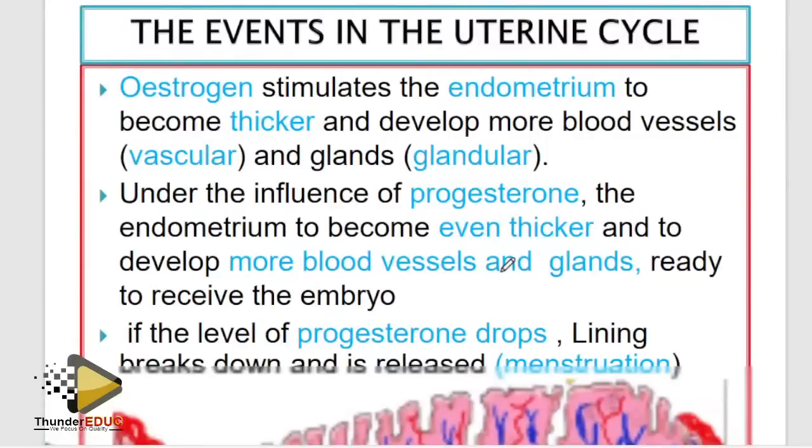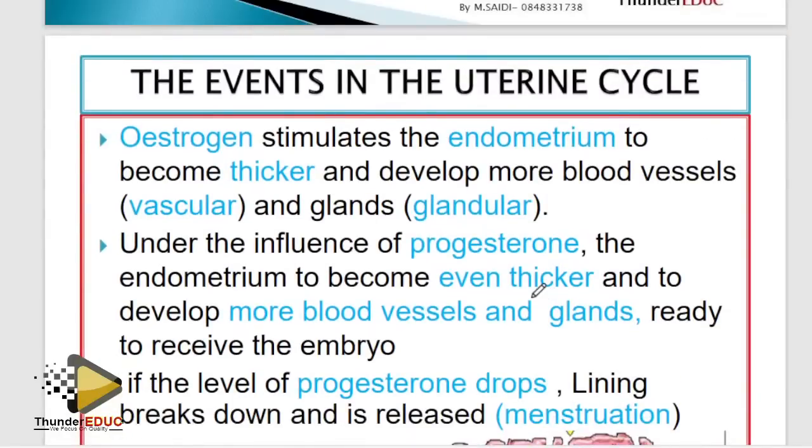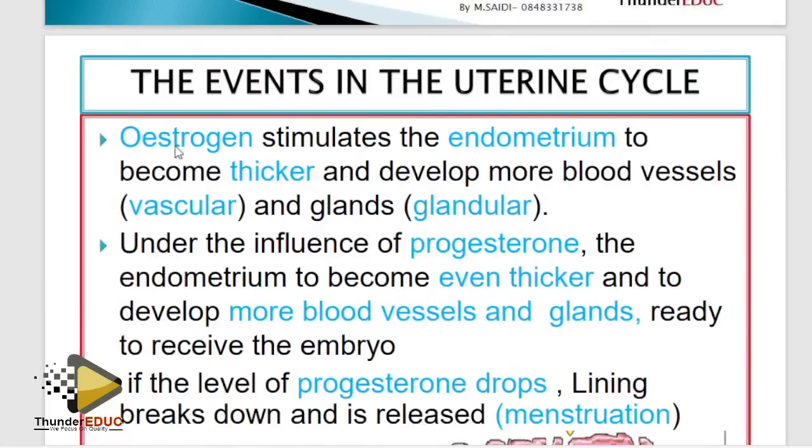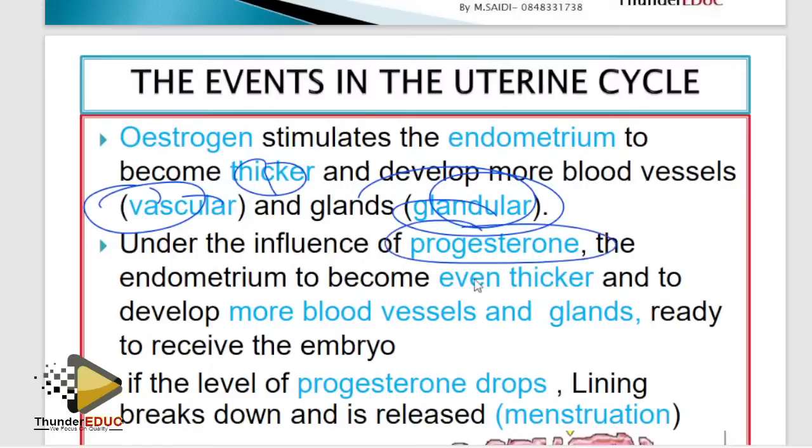Don't stress yourself, guys. Uterine cycle: now the hormones we produced here, they come and work here. Estrogen stimulates the endometrium to become thicker, vesicular, and glandular: thick, more blood vessels, more glands. And then progesterone, remember we said that it is produced from the corpus luteum, makes the endometrium more thick, more vesicular, and more glandular. We want to see this word, more. That's it. The uterine cycle is done.